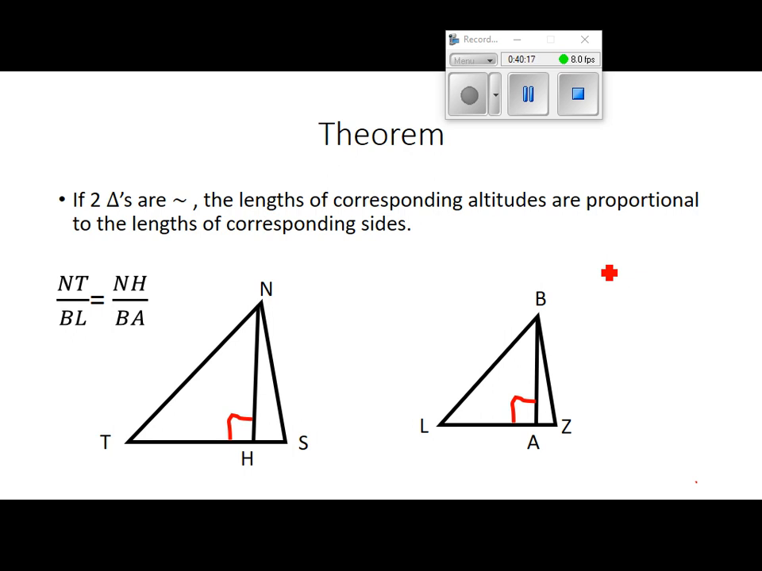When you're setting up these proportions and stuff, the symbols don't actually have to be in there because we know that they have to be segments. So on that last one, we're in algebraic form, so we don't need the symbols.